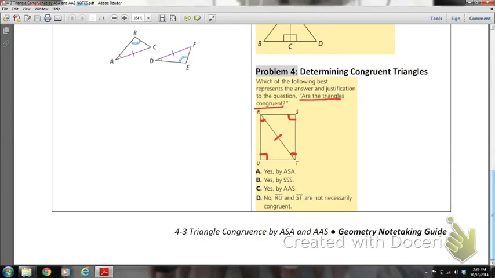So that tells us that we can use angle side to prove that these two triangles are congruent, because we have one pair of sides, which is the shared side between the two triangles, and the two angles that are not included in between that side.